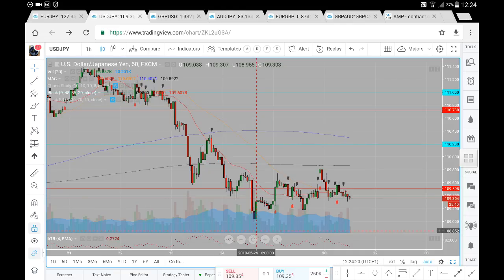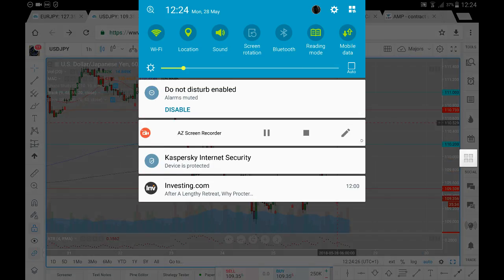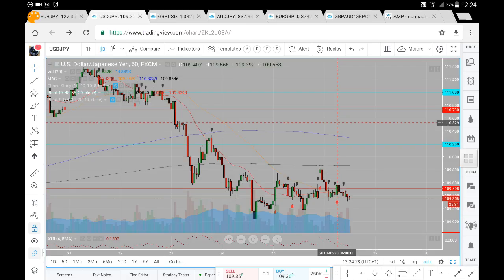So this is the US dollar Japanese yen analysis for Monday the 28th of May. Now let's have a look at the prices and where prices may likely go. What we have seen near the end of the week is we formed higher lows, a bit of a double bottom there.